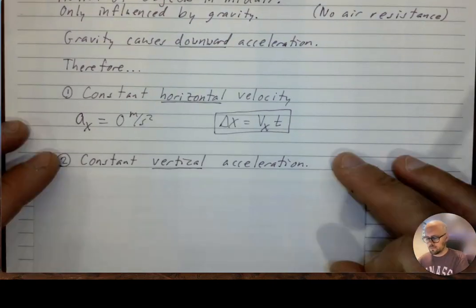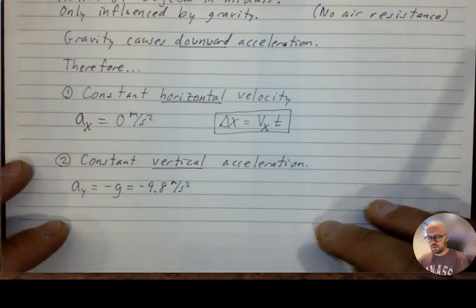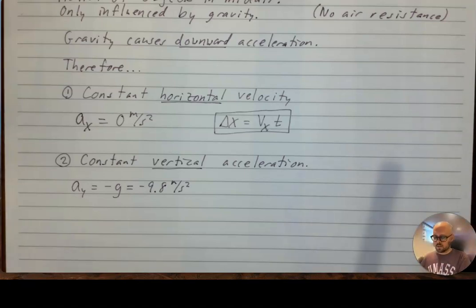The other conclusion has to do with the fact that because gravity acts in the downward direction, there is constant vertical acceleration. And so the acceleration in the y direction is the acceleration due to gravity, negative g. And we can use 9.8 for g or 10. If you use 10, that's encouraged by the College Board. My answer keys will be a little bit off from yours when you're doing free fall problems.